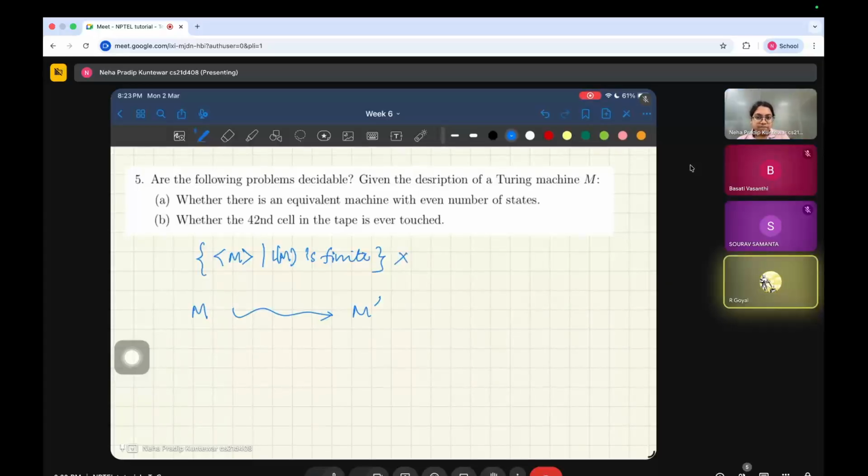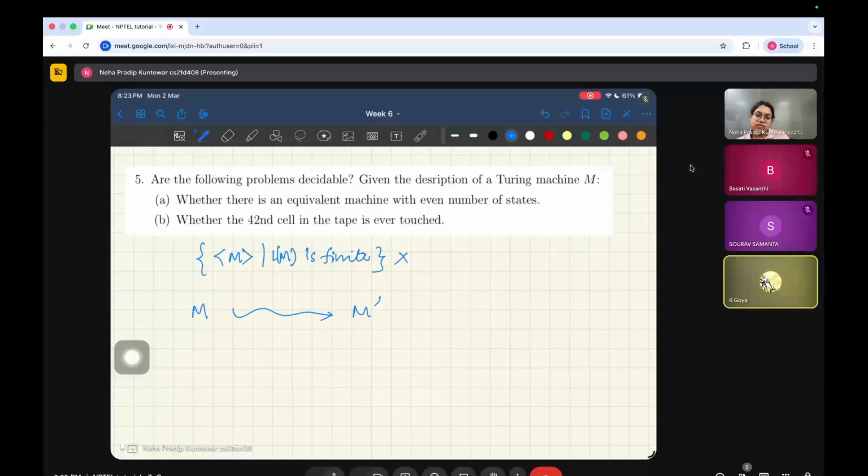Yes, true. Since in the question the description of the Turing machine is given, I guess the encoding of the Turing machine is given. If that is the case, whether there is an equivalent Turing machine, I can always convert a Turing machine to one having an even number of states by adding a few more states. And regarding the second one, whether the 42nd cell in the tape is ever touched, okay, no issues.